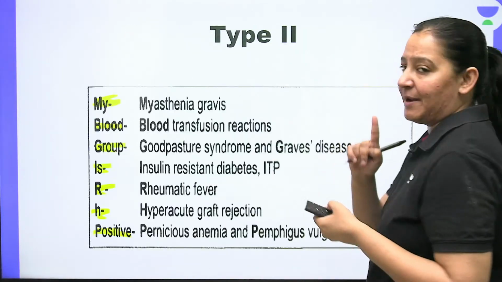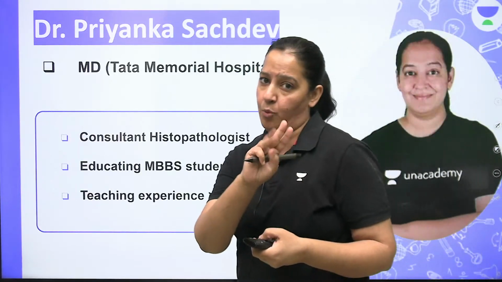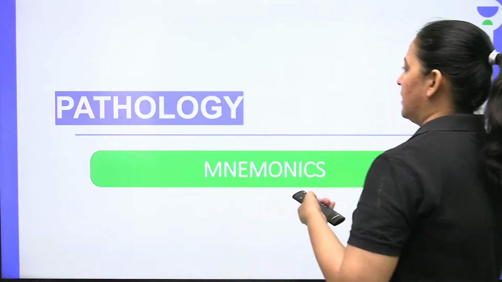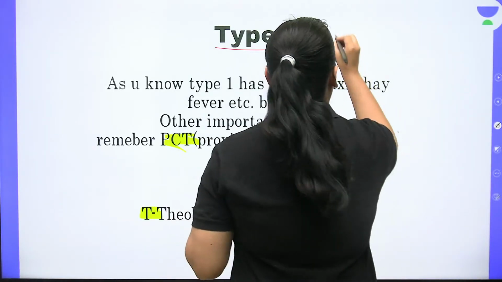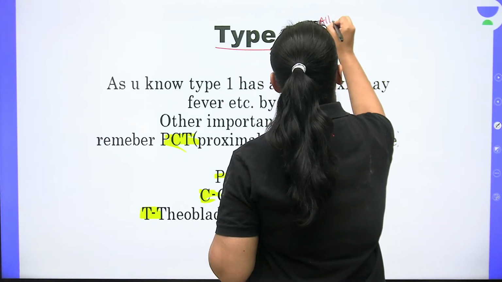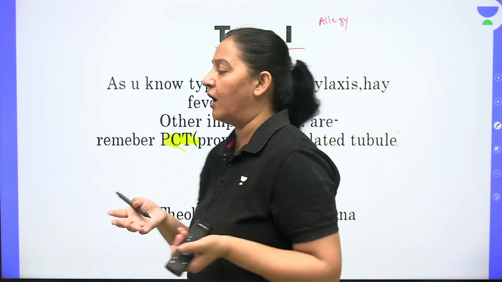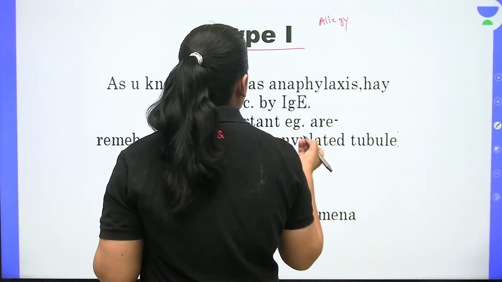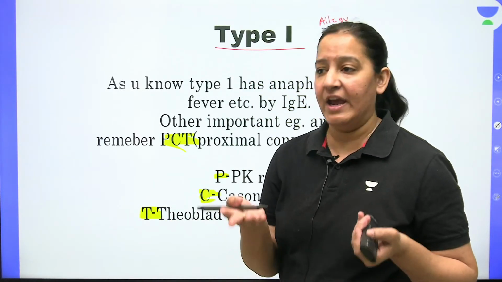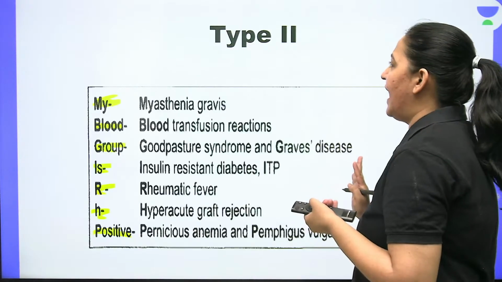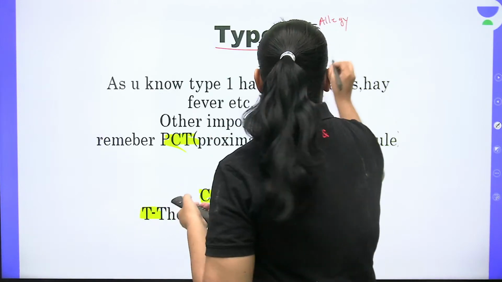So let me start with type 1. There are four types of hypersensitivity, so I am going to give you four mnemonics one by one. The first one is type 1 hypersensitivity. As we all know, type 1 hypersensitivities are allergies. We don't have to learn the names of the allergies. We know that asthma is an allergy, atopic reaction is an allergy, acute dermatitis is an allergy, hay fever is an allergy. So don't learn the names of the allergies. But apart from allergies, what are the examples of type 1? So I am giving you a mnemonic for that.